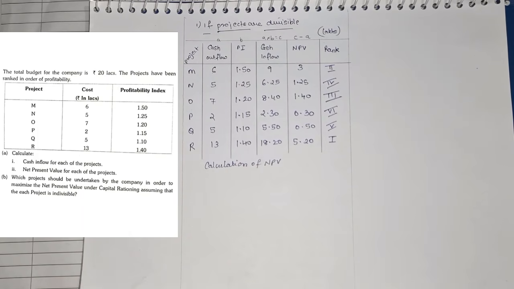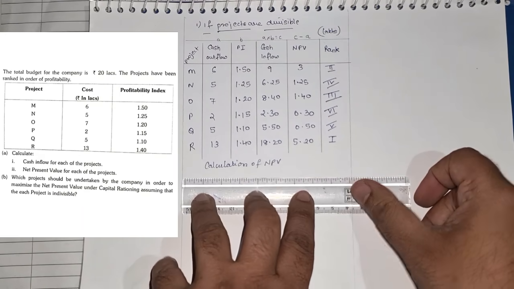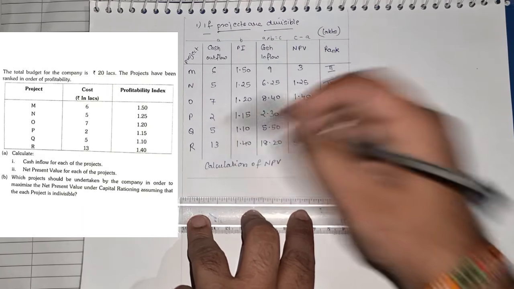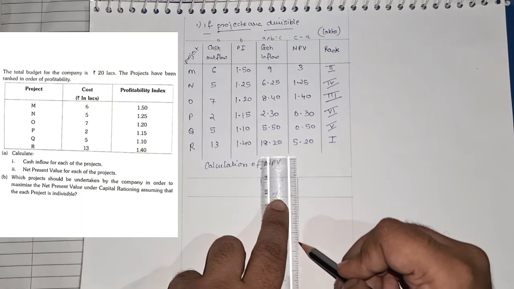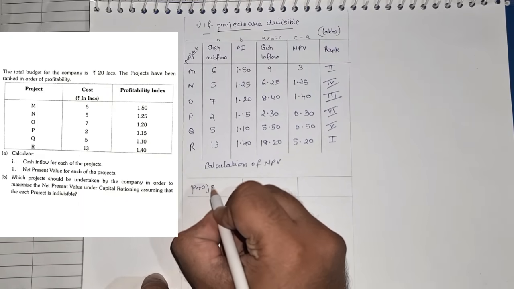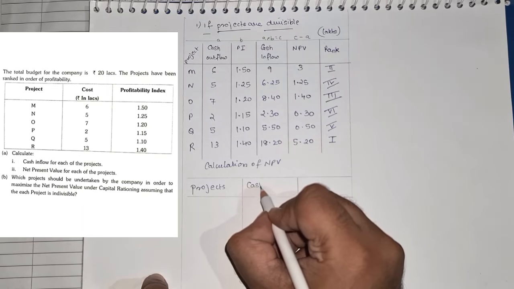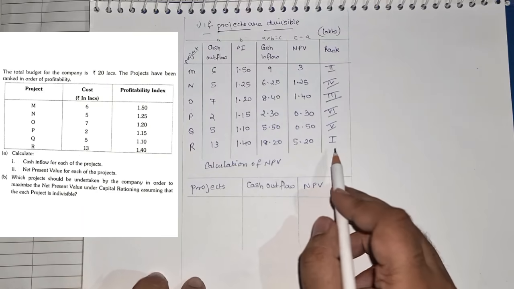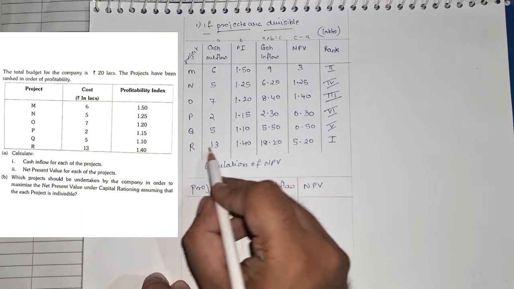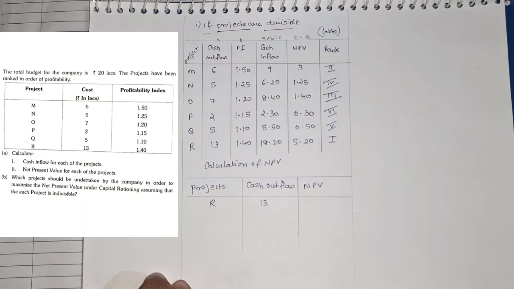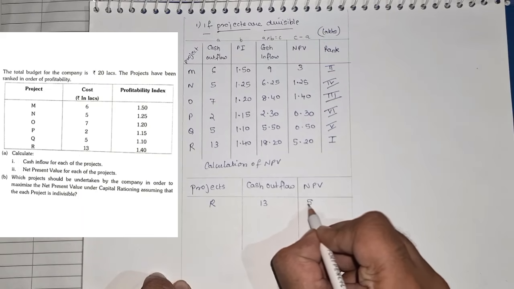Now based on the ranks, we can write the calculation of NPV. Remember in the question they are giving you that the total budget for the company is 20 lakhs. So based on the ranks which we have got, we'll have to select those investments up to 20 lakhs, to maximize our NPV. So we'll have projects, we have cash outflow, and we'll have NPV. Now rank 1 was project R. The outflow for the project is 13 lakhs. But out of 20 lakhs, 13 lakhs has already been used. And the NPV for which is 5.20.